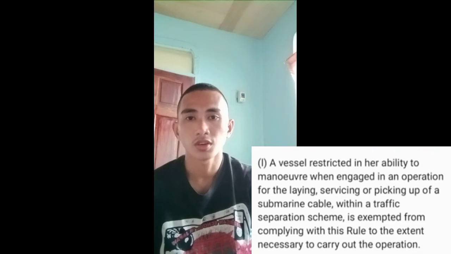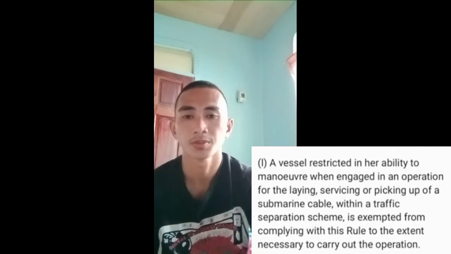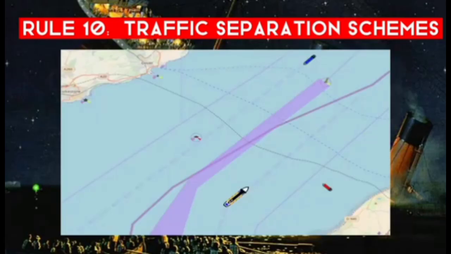So let's watch a couple of examples. In this scene we've got the red vessel wanting to cross the traffic lanes. We know she's got to do so on a heading as nearly as practicable at right angles to the general direction of traffic flow. She's got herself in that position already. The passenger vessel is following the northeast lane and the blue bulk carrier is following the southwest lane.